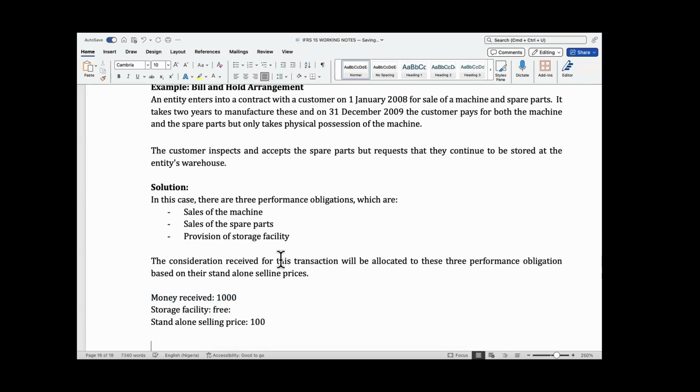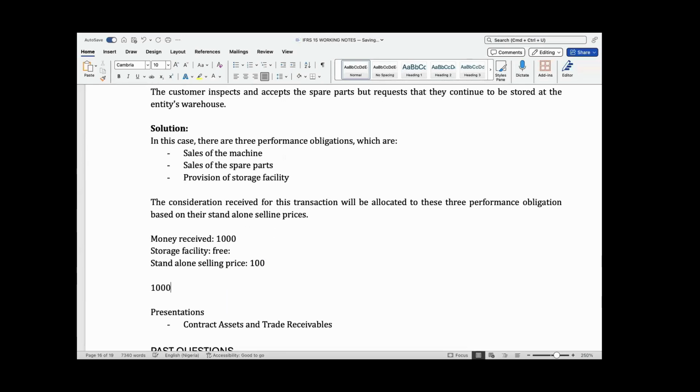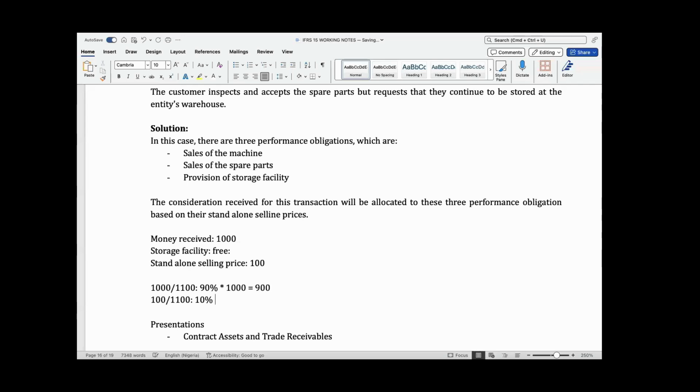And the way you do it is that you will do 1,000 divided by 1,100. You get a percentage, you do 100 divided by 1,100. Whatever percentage you get, let's assume, it might be wrong, I'm just assuming, let's say this is 90% and this is 10%. So you recognize 90% of 1,000, that's 900, and 10% of 1,000, that's 100. So you recognize 900 for the goods, you recognize 100 for the storage facility. That's how it should be recognized in line with IFRS 15.